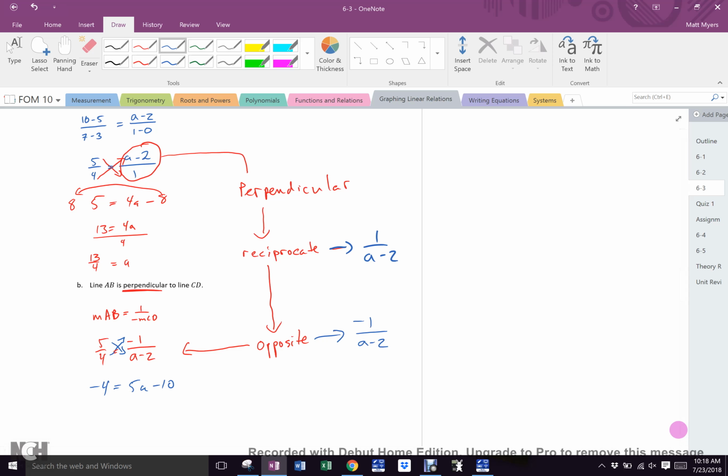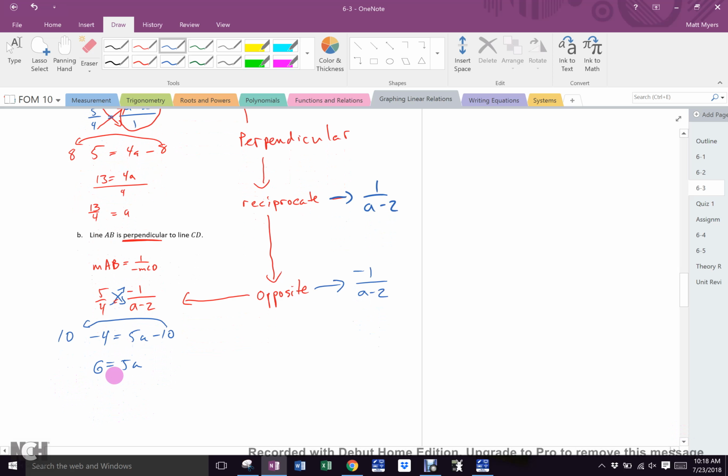Algebra, however you want. I'm going to move that, and it becomes positive 10. 10 minus 4, 6 equals 5a. And last step, divide by 5. A equals 6/5. Can we find 6/5 on a graph? Yeah, because it's 1 1/5. So we go out to 1 and go a little tiny bit past. Does everybody get it? All right.